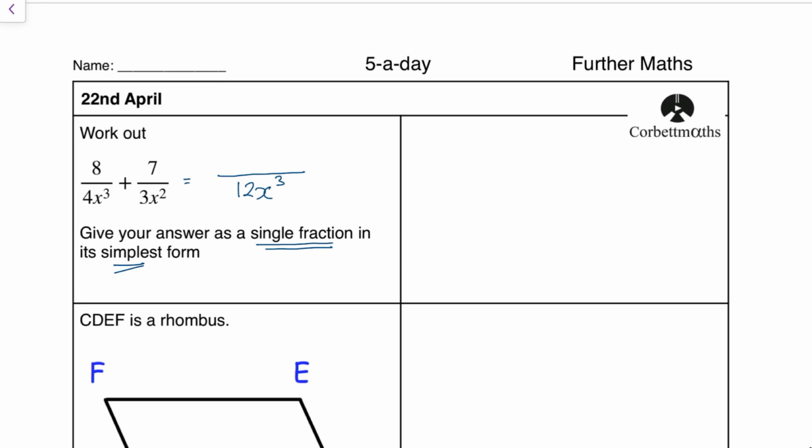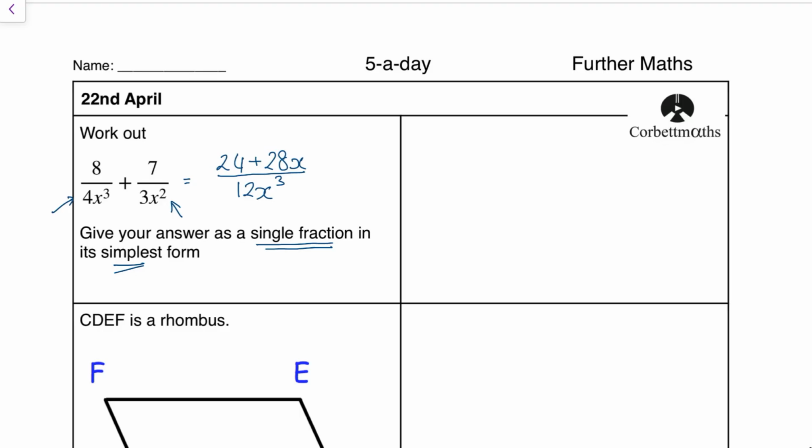Then I'm going to think what I need to do to the first fraction to make the denominator 12x cubed, and that's to multiply it by 3. And 3 times 8 is 24. Similarly for the second fraction, what do I need to do to make that into 12x cubed? Well, I need to multiply by 4x, and so that's going to give me plus 28x.